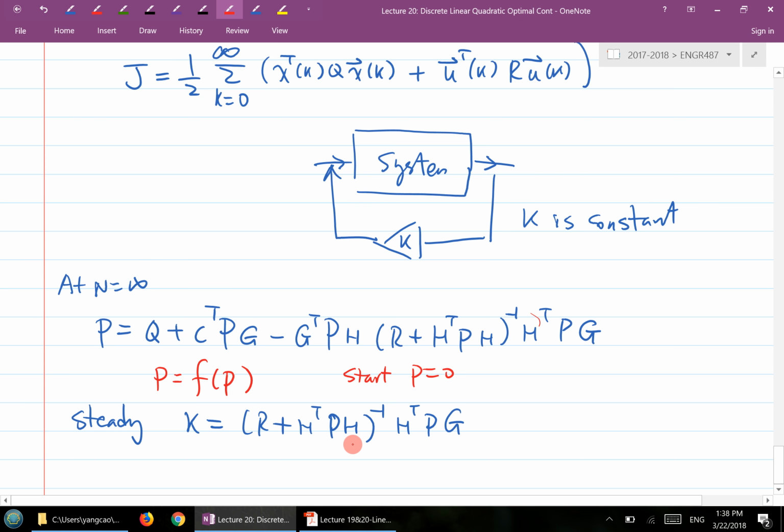Is that good? If you want to use MATLAB, you have a command called DLQR to help you with the calculation for the gain matrix and the P matrix. Here's my command for DLQR.